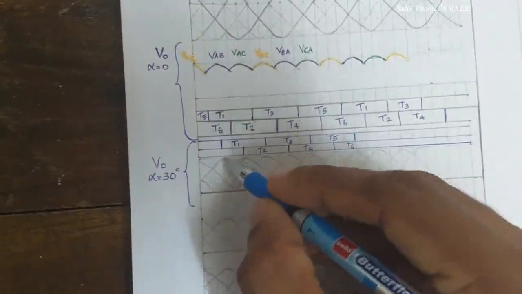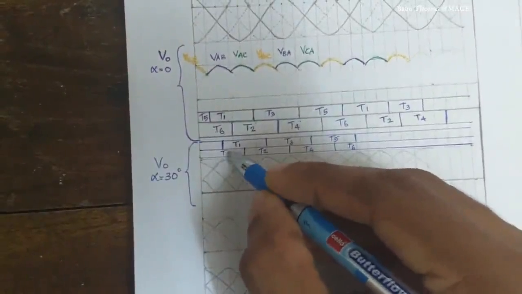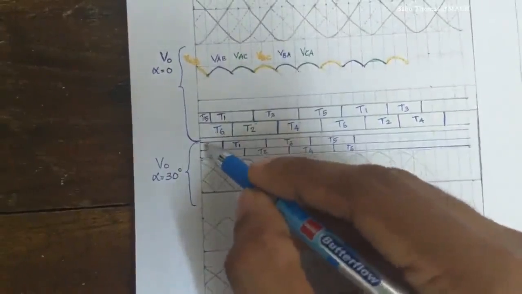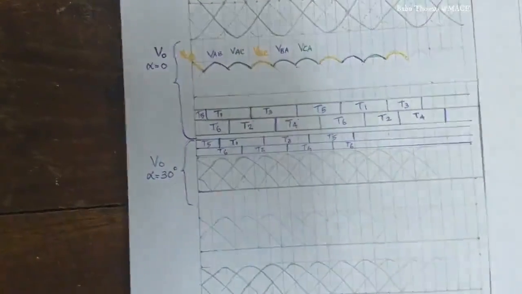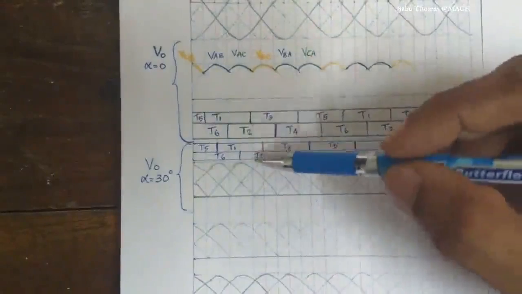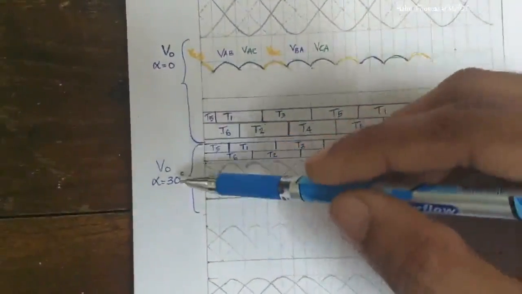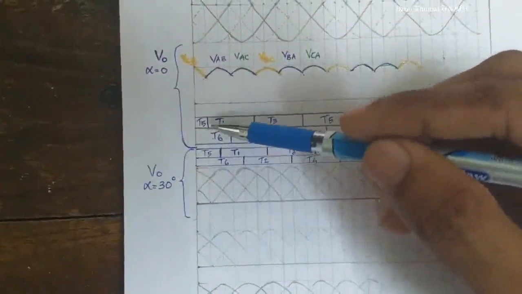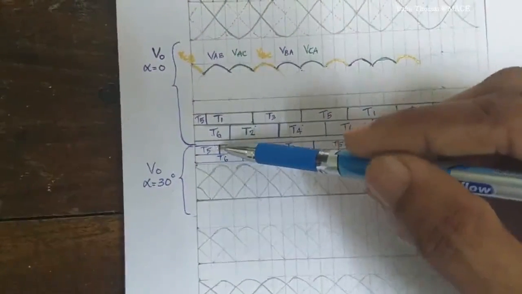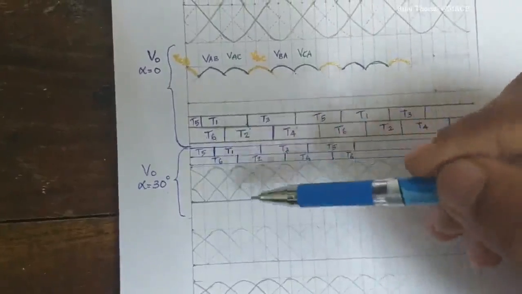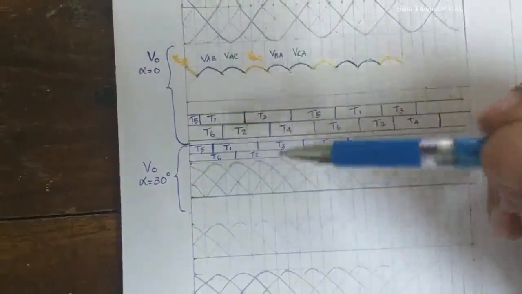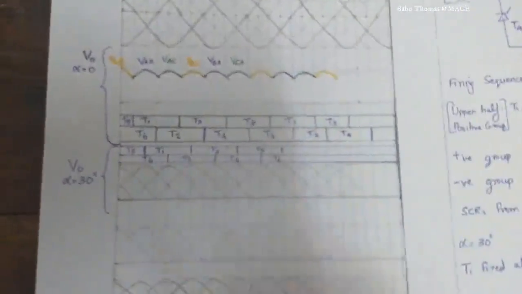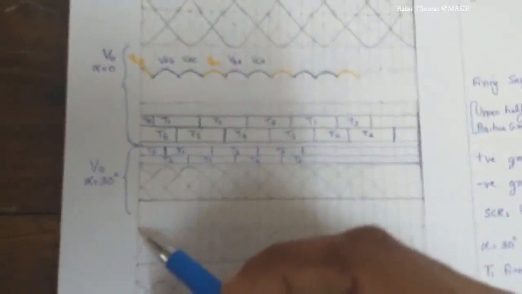So again here T6 comes into picture. And here it is T1, T3 and T5. So here again it is T5. Now you can compare these two things, that is, for alpha equal to 0 degrees and alpha equal to 30 degrees. You can see that there is a shift of angle by 30 degrees, because this was our reference waveform. Now we are going to plot the output voltage corresponding to alpha equal to 30 degrees.